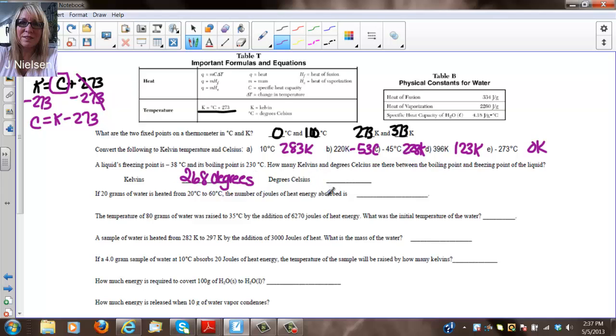Now, you'll notice that I wrote this here when we're talking about Celsius. I'm going to prove to you that they're going to be exactly the same. If I were to convert these to Kelvin, negative 38 Celsius plus 273 is 235. So this is going to be 235 Kelvin.